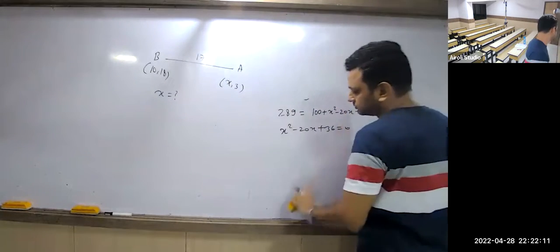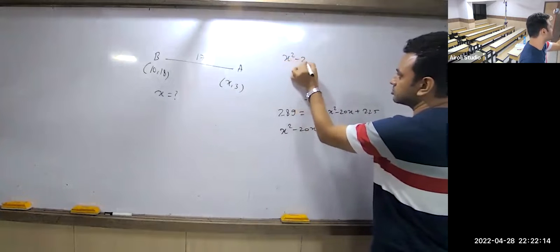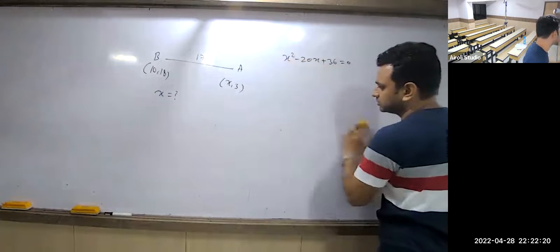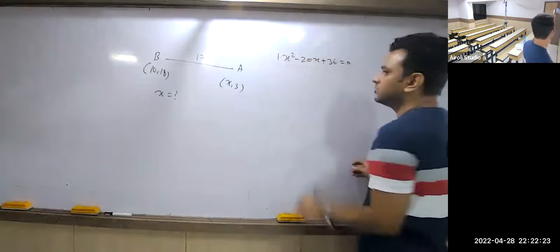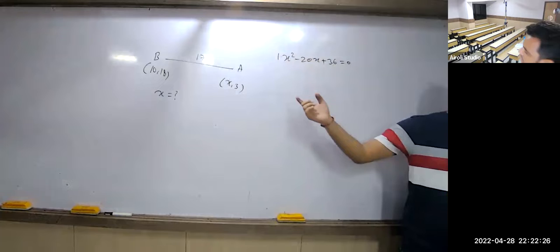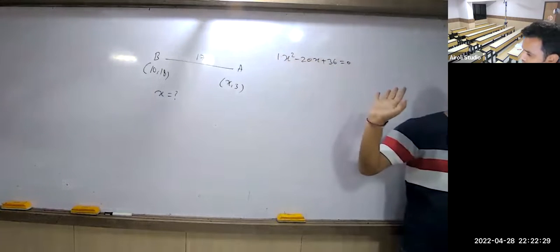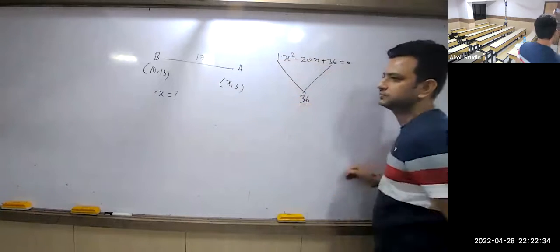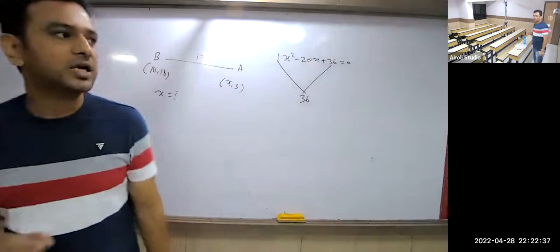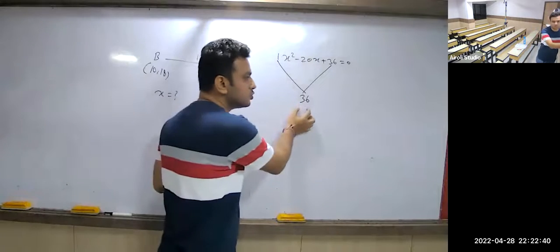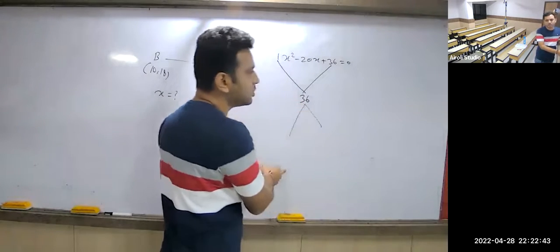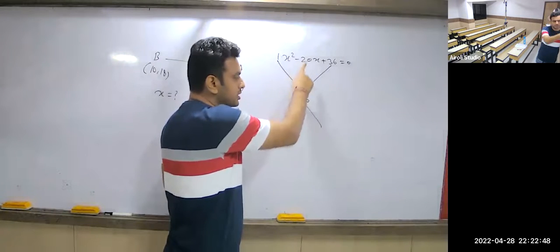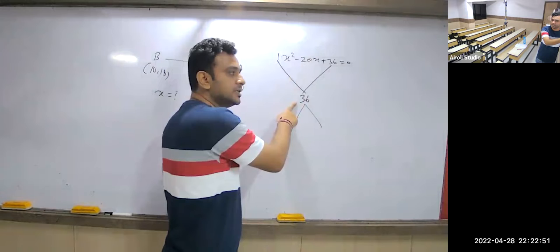Wait a minute. So we have x square minus 20x plus 36 equals to 0. Okay, so what is the method actually? We have to multiply the coefficient of x square and the constant term. So we multiply 1 into 36. Got it? Yes, I got 36. Now what I have to do? I have to split this 36 into two factors so that I will get a summation as minus 20. Got it? Okay, so it can be 18 into 2.